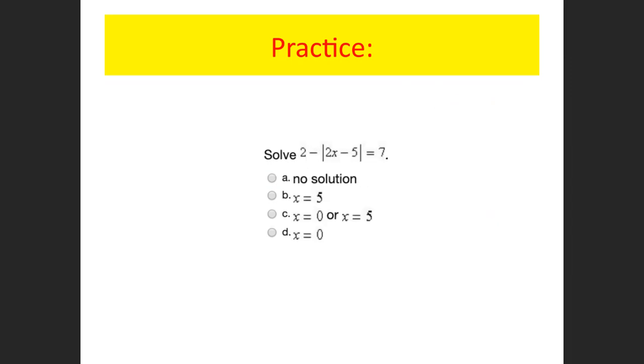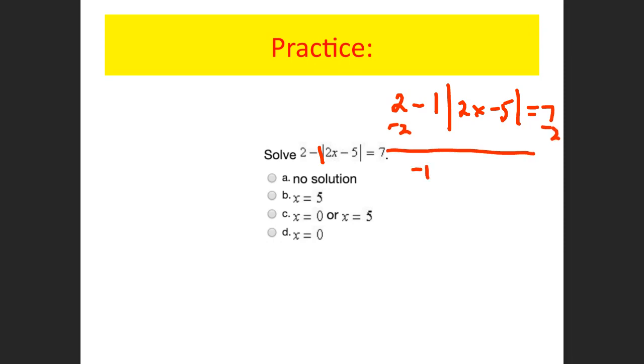And this one's a little bit harder. Okay. So I have 2. I'm going to do this a little weird here for you guys. I've got 2 minus, and I'm going to put a 1 in front of the absolute value because there's always a 1 here, 2x minus 5 equals 7. Okay. I'm going to subtract 2 from both sides. So I'm left with negative 1 times the absolute value of 2x minus 5 is equal to 5. I'm going to divide through by negative 1.